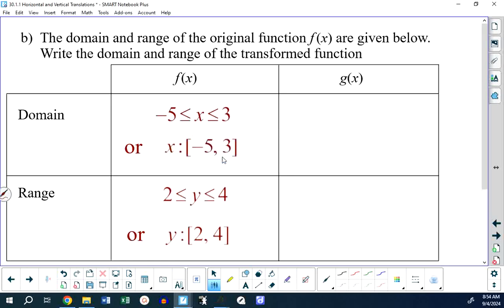And then we can take a look at the graphs on the screen that's frozen. The blue graph has a range from 2 to 4. Are we okay with the domain and range? Okay, so I want you to just take a minute and write down what the domain of the red graph is, what the domain of the new graph is.